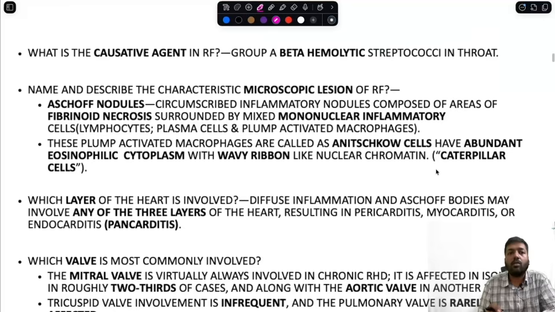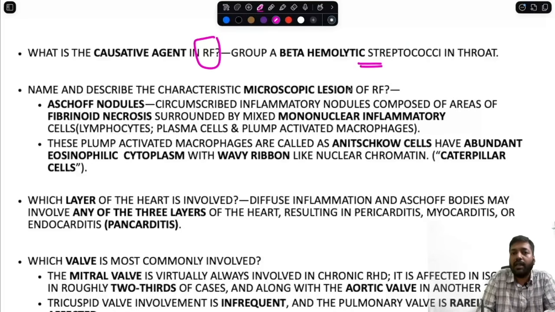So what is the causative agent in rheumatic fever? It is the group A beta hemolytic streptococci in the throat. Name and describe the characteristic microscopic lesion of rheumatic fever. You might just be asked to name what it is. So it is called the Aschoff nodule. Some examiners may ask you to describe it.